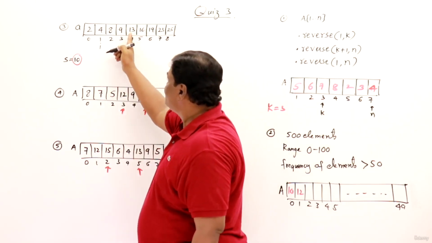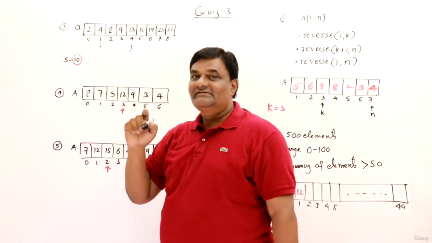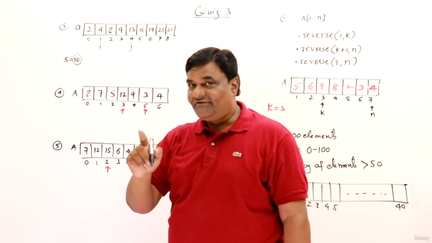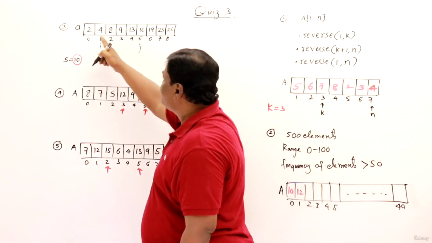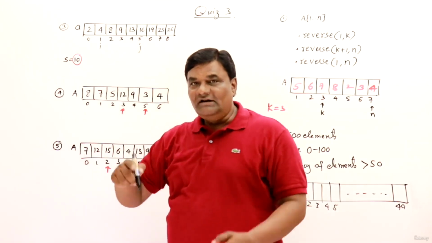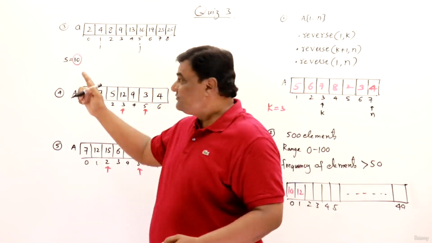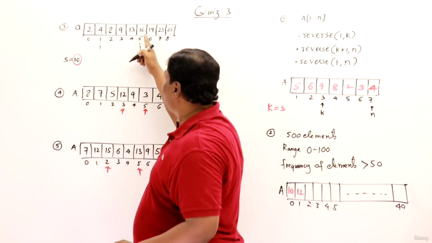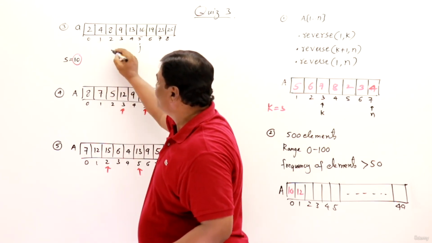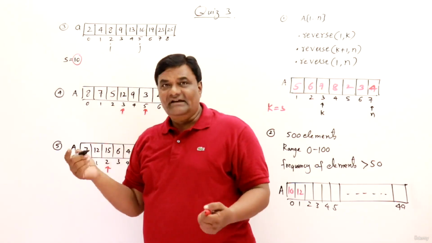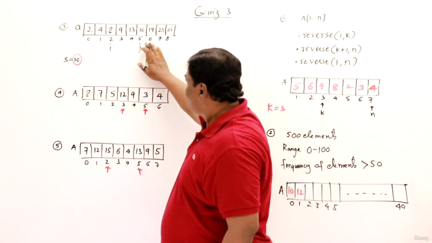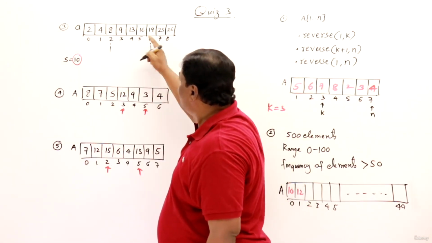Now check the difference. 13 minus 4 is 9. So the difference is less than s. Move j. 16 minus 4, 12. The difference is greater than s. So change the smaller number. This is the smaller, this is the bigger number, right? So change the smaller number. Now 16 minus 8 is 8. It is less than 10. So go for a bigger number.